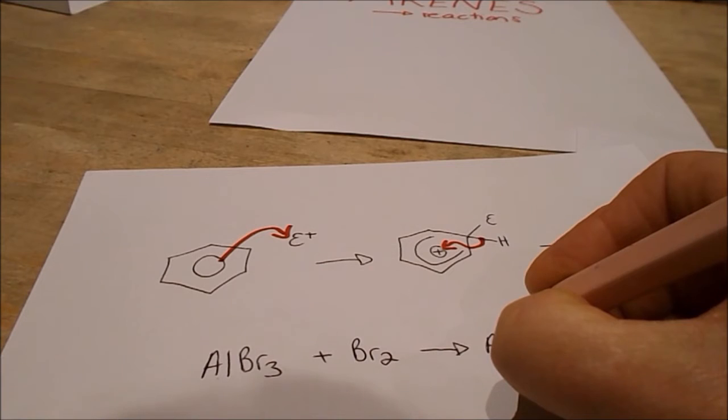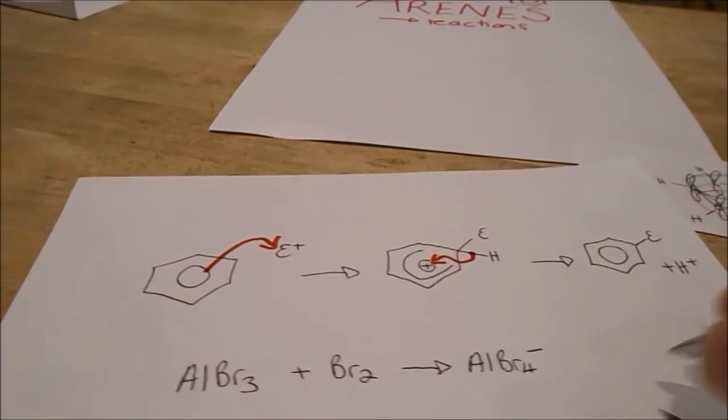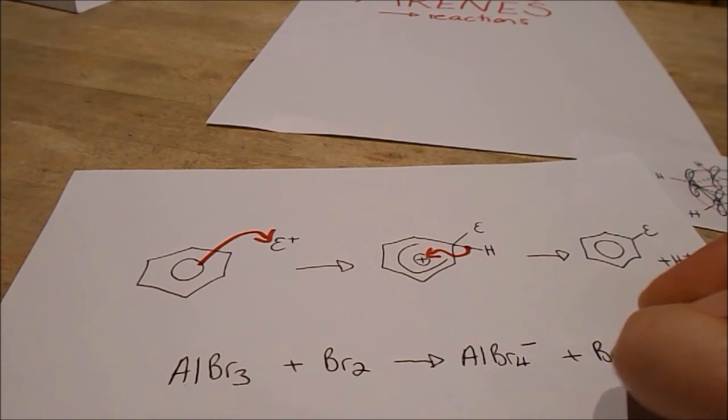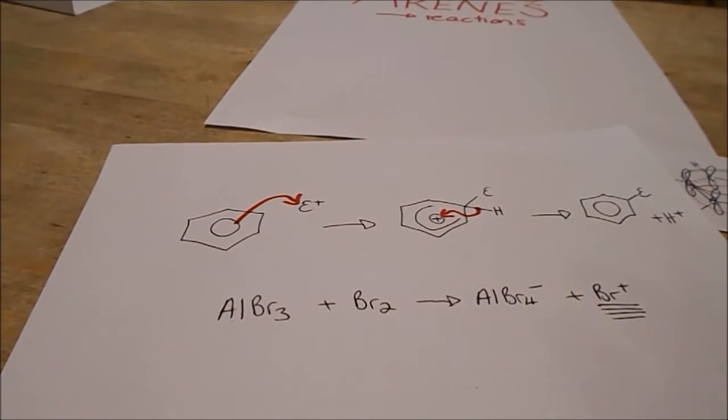So what we form is AlBr4- and our Br+ electrophile. Now we're completely used to bromide ions being Br-, so this is an unusual situation, and this is our electrophile. Now once we've got our electrophile, we're away. We just do what we've got up there.